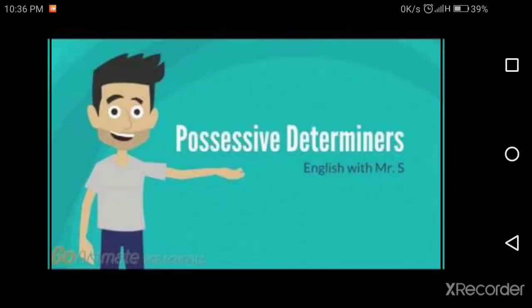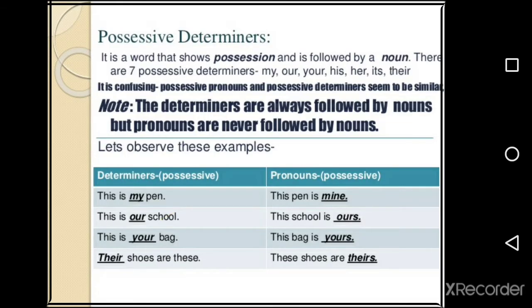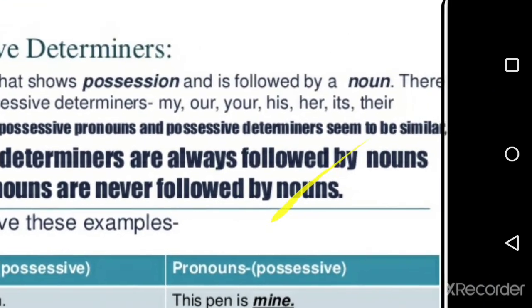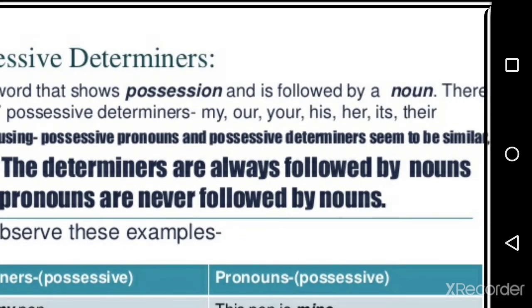The next is the possessive determiners. It is a word that shows possession or belongingness and is followed by a noun. There are 7 possessive determiners, that is my, our, your, his, her, its, and their. Children, these possessive determiners are formed according to the subject.